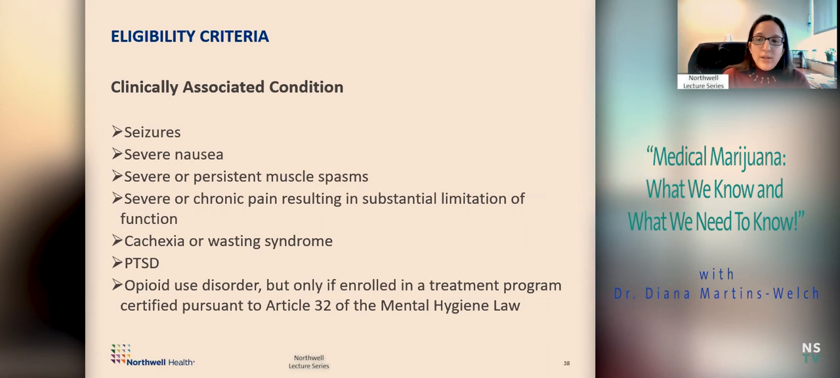So in addition to having one of the serious medical conditions, one also has to have a clinically associated condition. This includes anything on this list. And so most of my patients will get certified for severe nausea, what we call cachexia or wasting syndrome, which is basically the loss of muscle mass and loss of weight, and of course, severe chronic pain.